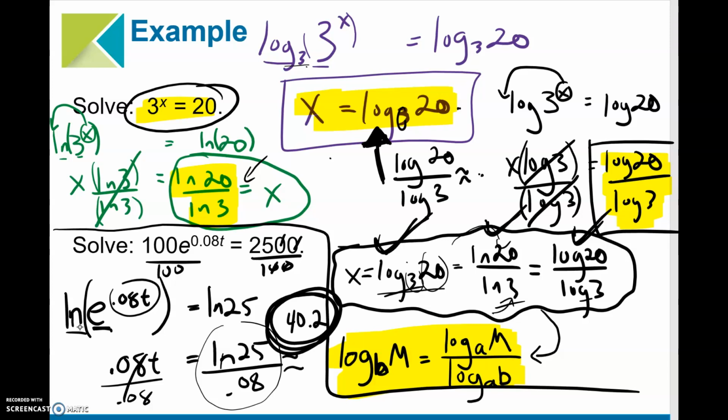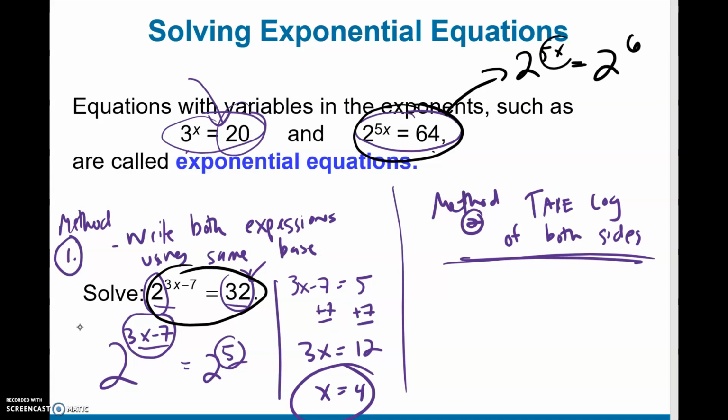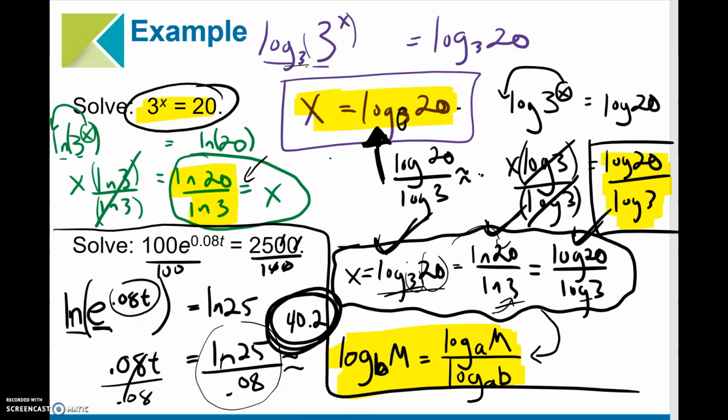Solving exponential equations. What's our method? Method 1, if it looks like this or this, 64 is also a power of 2. We do method 1, which I don't use too often. 64 is 2 to the 6th, right? And then I can just equate the exponents, and x should be 6 over 5. Easy. Usually we're doing method 2. Take the log of both sides. The log base will be your choice. Here I did it 3 ways. I did base 3, and then I did natural log, and then I did common log. And they're all correct.